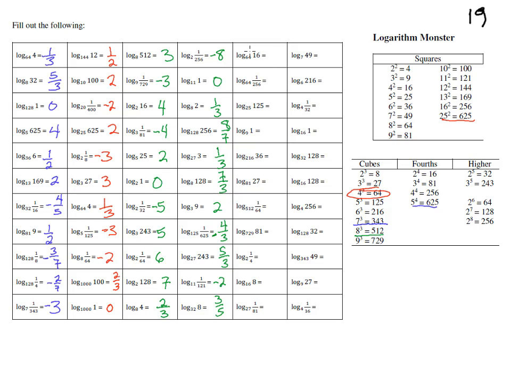64 and 16, they're both powers of 4. They're also both powers of 2. Let's do it with 2 first. So we would have to sixth root it to get down to 2 and then fourth power it, which is the same as cube rooting to get down to 4 and squaring it. Isn't that cool? We could do it with both 2's or 4's and get the same exponent to come out for that logarithm.